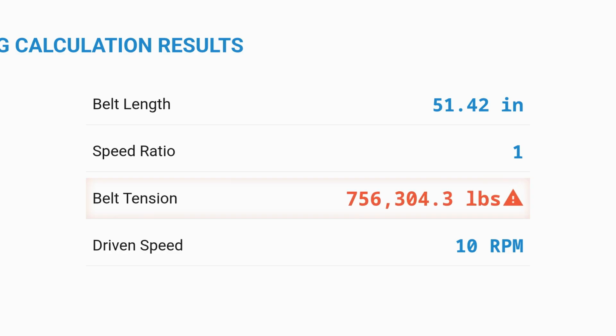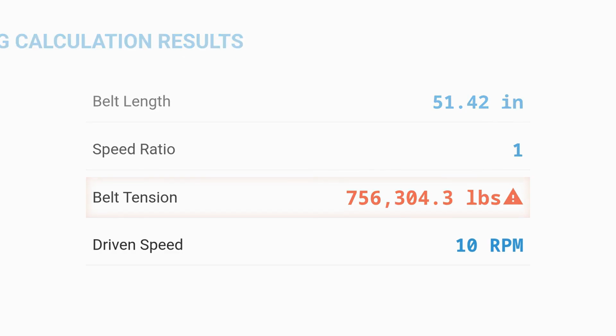Belt tension shows 304.3 pounds force. This extreme value suggests reviewing your inputs. The driven speed is 10.0 RPM, matching our drive speed since the pulleys are equal.